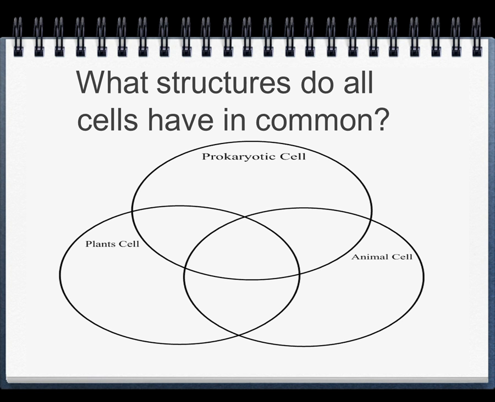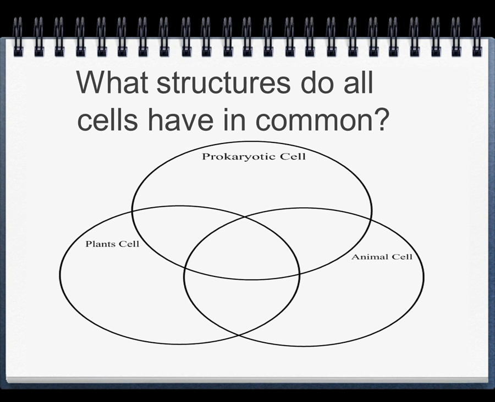What are some things that all of these cells have in common? They all have DNA. Where is that going to go? In the very, very middle where it's sharing all of them. They all have DNA. What else do they all have? They all do not have a cell wall. Which ones have a cell wall? Plant and prokaryotic. So that will go in the bubble where you have prokaryotic and plant. What else do they all have in common? Cell membrane.